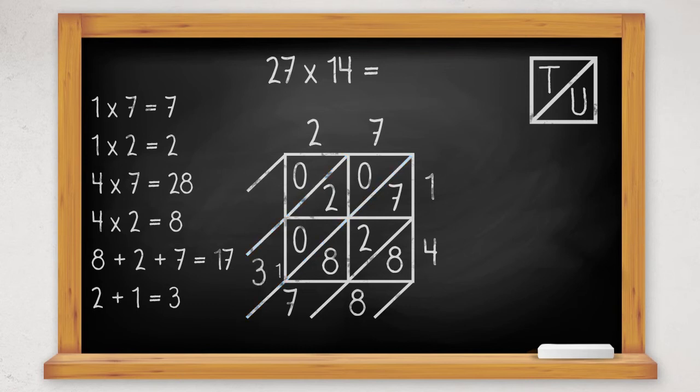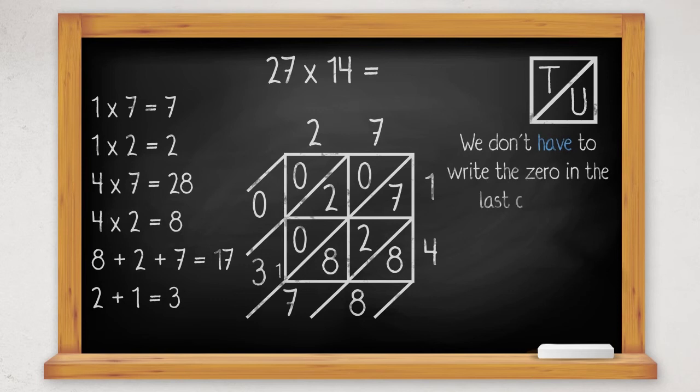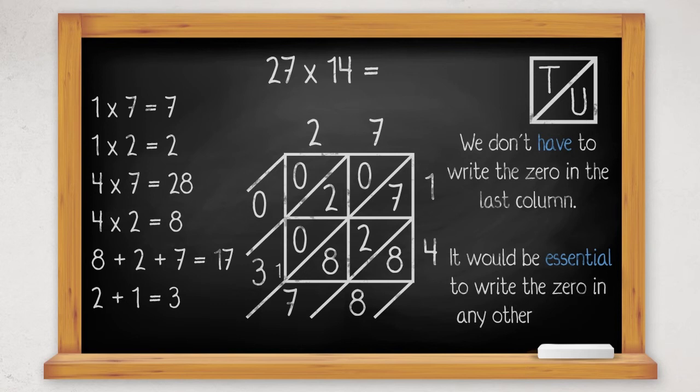And finally, we move to the last diagonal column, which only has a 0. So we don't need to add anything up, we just put the 0 in the answer. We don't have to write it in as there are no more columns, but you can if you like. If it was any of these other columns at the start or the middle, we'd have to write it in. But as it's the last column we are dealing with, we don't need to. So now we have an answer, and it is 378, as we got when we used the grid method. So that is how we use the Chinese grid multiplication method.